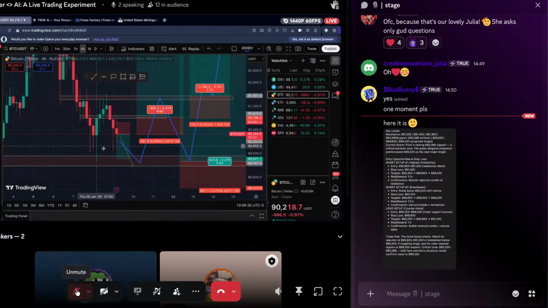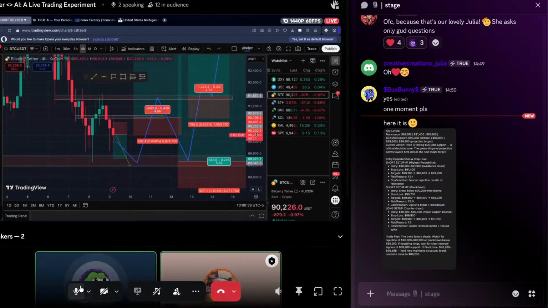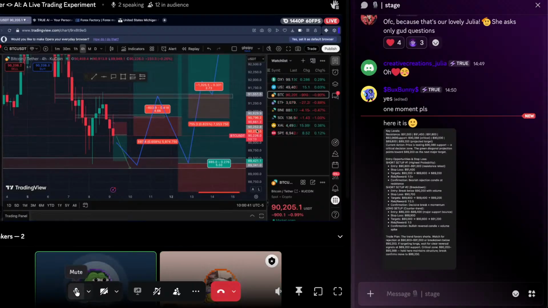But yeah, it's nice to see. It adds confluence to your trade ideas, right? So you already have your trade ideas. Then you could go into TrueAI, ask the question, and if it gives you the same trade ideas as you had originally, now it gives you that boost of confidence to actually go ahead and execute it.